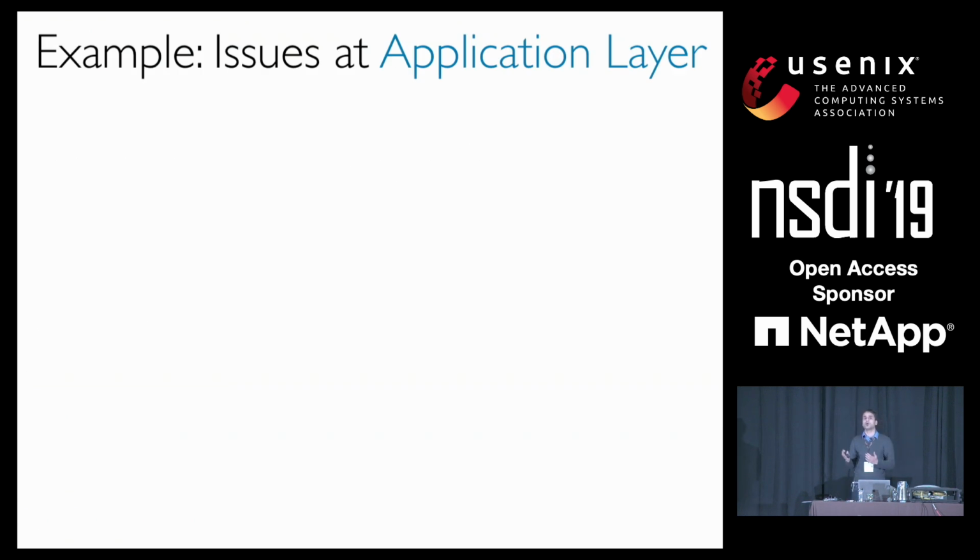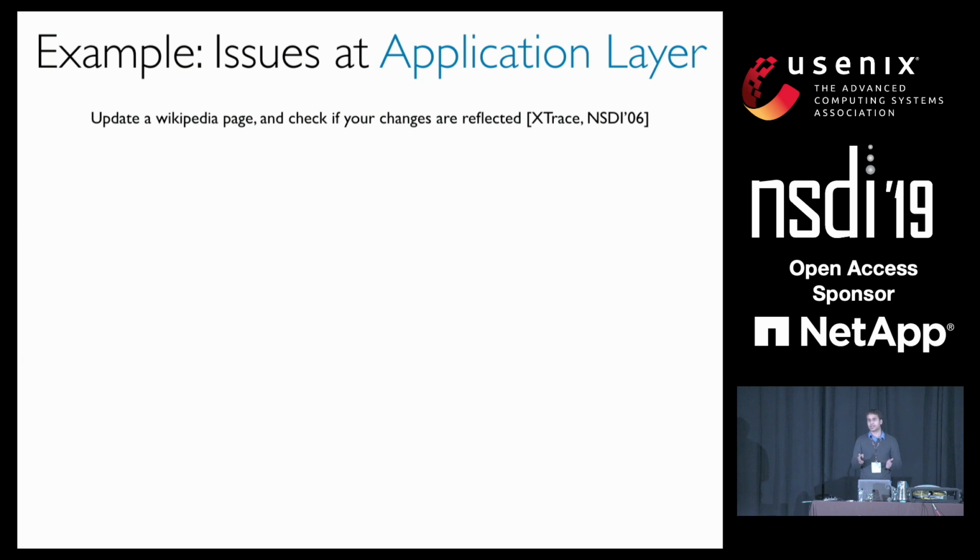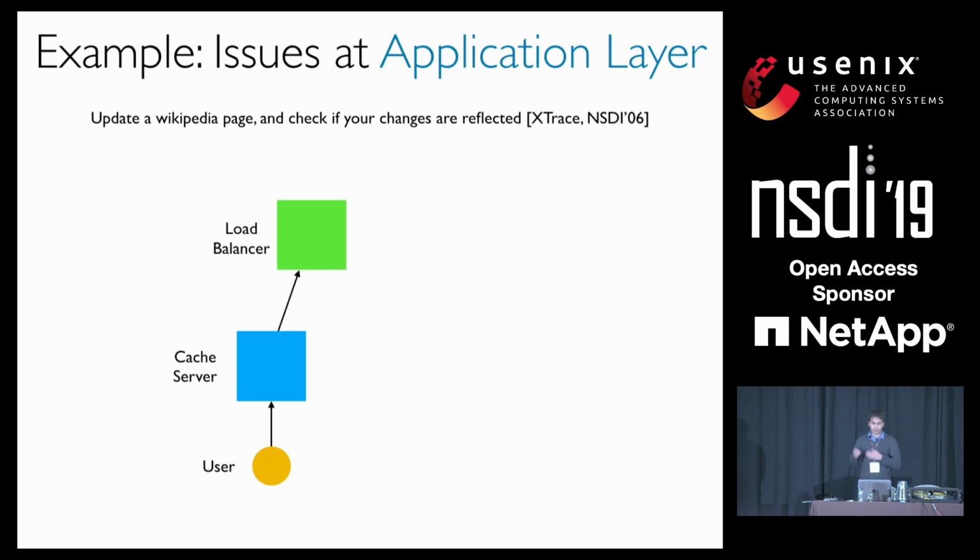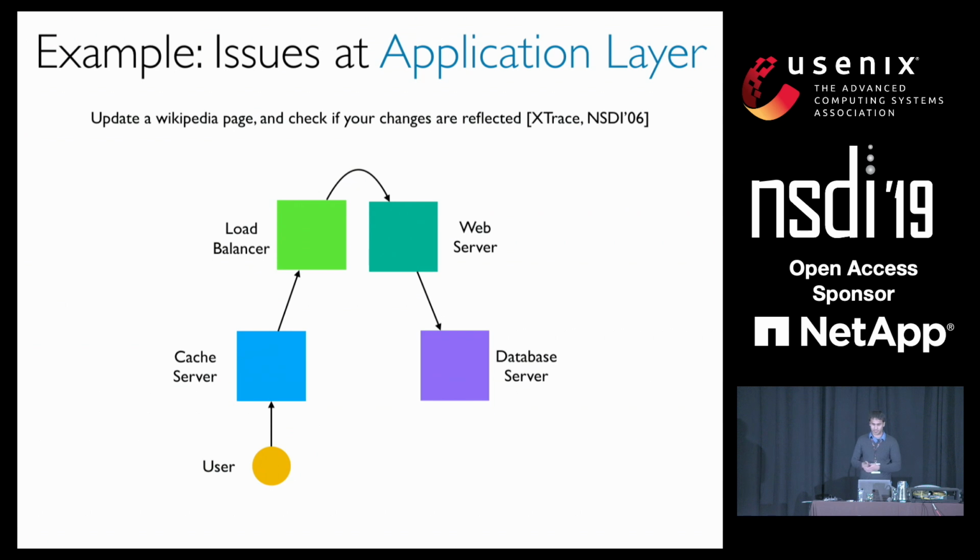So to show you how complex these issues can be in the wild, I'm going to go through a couple of examples. The first example is taken from the X-Trace paper from back in 2006, where the problem at hand is essentially a user trying to update a Wikipedia page, but unfortunately, they're not able to view the changes that they've actually made. Now, if you look at a page request on Wikipedia, the request goes through multiple system layers. First, it might go through a cache server, followed by a load balancer, followed by a web server, and finally going to a database server.